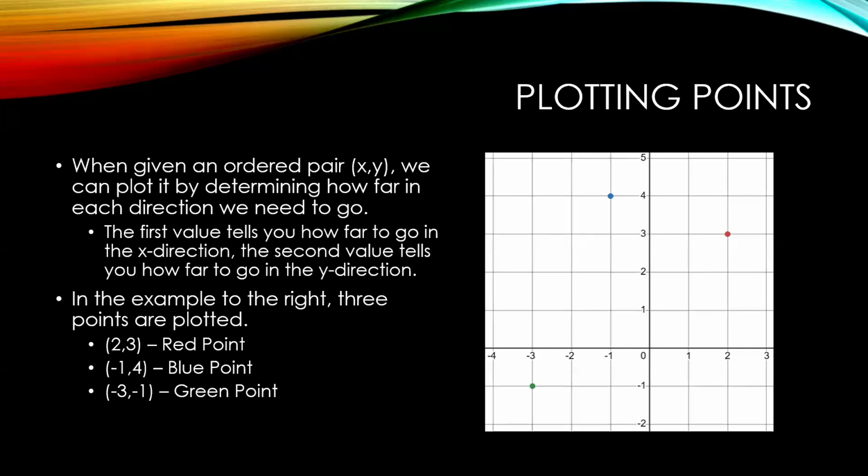We can plot points by choosing values for x and y. The first value tells you how far in the x direction. The second value tells you how far in the y direction. And so there are 3 points plotted. The red one is 2 over and 3 up, so that's the point 2, 3. The blue one is back 1 and up 4, so that would be -1, 4. And then the one down here in quadrant 3 would be -3, -1.